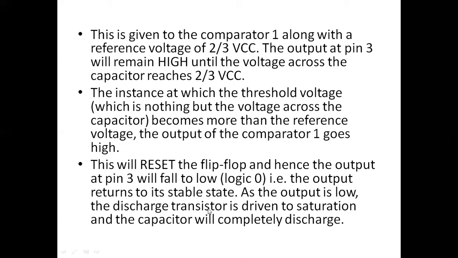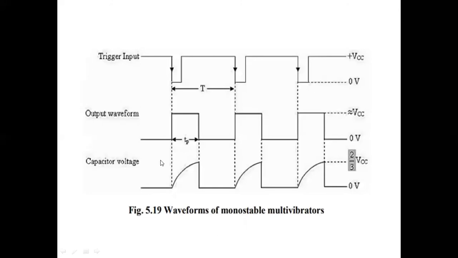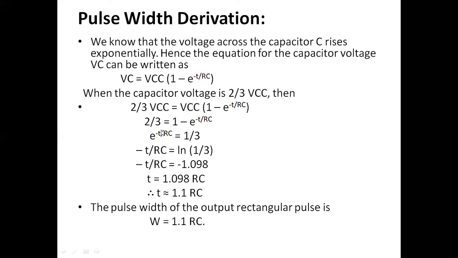The output will be logic 0, and hence it can be noted that the output at pin 3 is low at start. When the trigger becomes less than 1 by 3 VCC, the output at pin 3 goes high, until the threshold voltage is greater than 2 by 3 VCC. So a rectangular pulse is produced at the output, and the time for which the output stays high, or the width of the rectangular pulse, is controlled by the timing circuit. That is, the width of the output pulse depends on the timing circuit, that is the R and C values. So these are the output waveforms which we can get from the 555 timer as the monostable multivibrator.